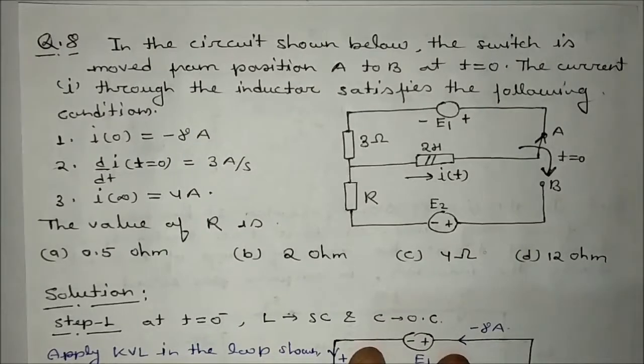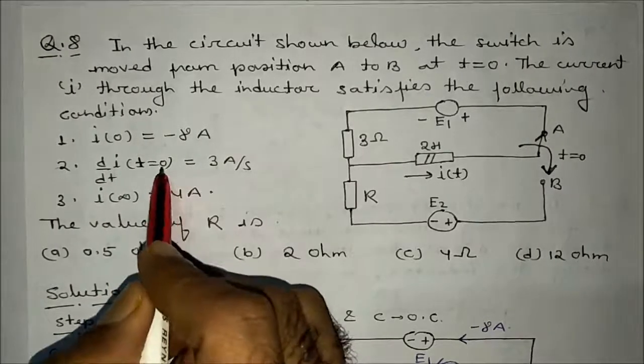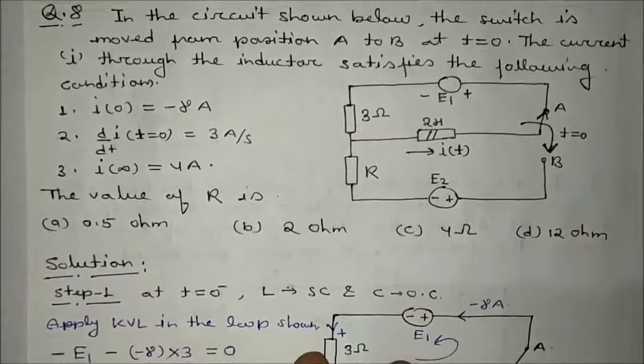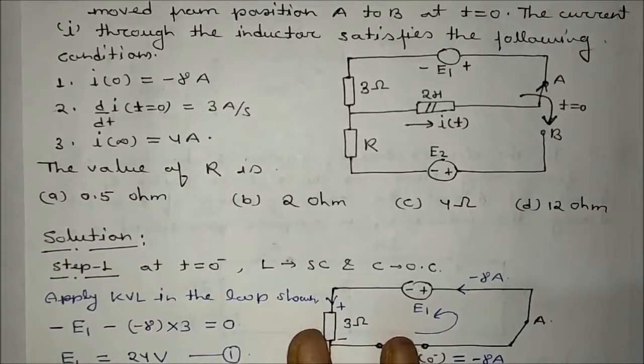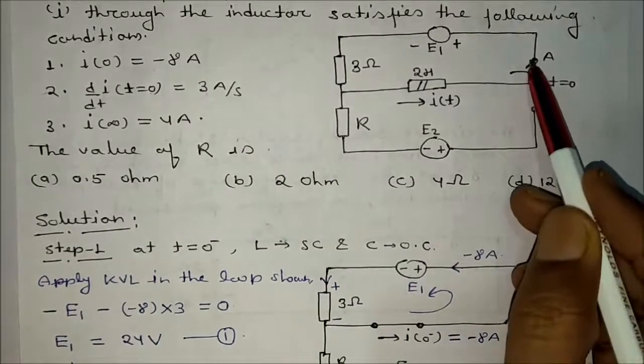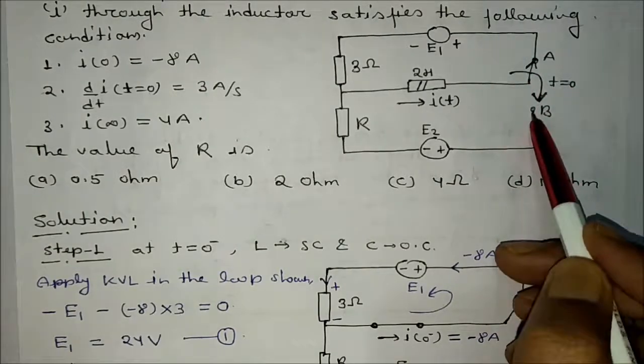See the diagram. So don't think about what you have to find. Something has been given to us at t is equal to 0 plus. That means we have to solve the numerical on the basis of t is equal to 0 plus condition. So first, applying step 1, at t is equal to 0 minus, L will be shorted, C will be open circuited. Just draw the diagram, and at t is equal to 0 minus, the switch is at position 1. At t greater than 0, the switch moves to position B.